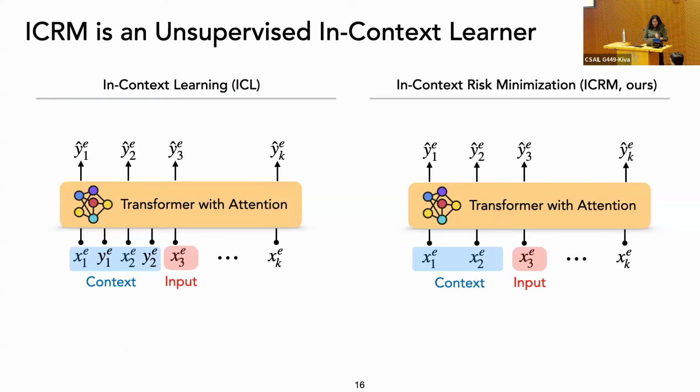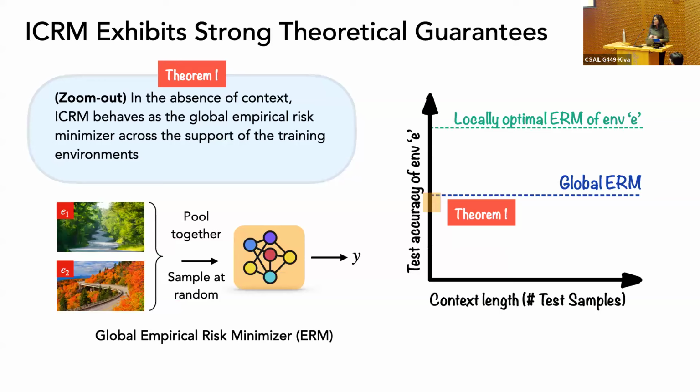Coming back, this is the method which we call the in-context risk minimizer, and it's very similar to that of in-context learning. Although the approach is very simple, it has really good and very interesting theoretical properties that I come to now. So I'll talk about 3 different theorems which analyze this particular setting. To understand all 3 of them, let's just focus on this figure on the right, which measures the test accuracy of a given environment with respect to the context length, that is, the number of samples that the model actually sees at test time.